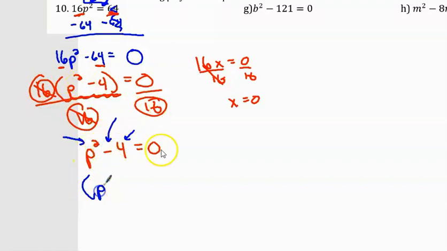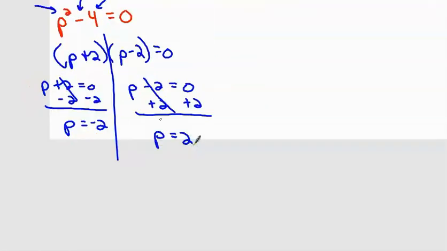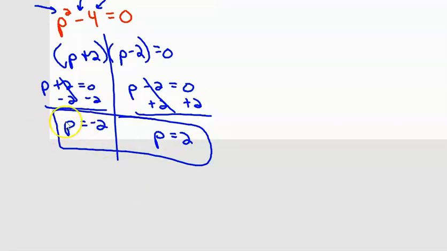P squared minus 4 equals 0. This is a difference of 2 squares. There's a minus in between. P squared and 4. Well, p squared is p times p, and 4 is 2 times 2. All right, so we can factor that and then solve. So I have p plus 2 and p minus 2 equals 0. Make them both equal to 0. And there I go. I have the answers of p equals negative 2 and p equals 2. So when something equals 0, make each factor equal to 0 and then solve.